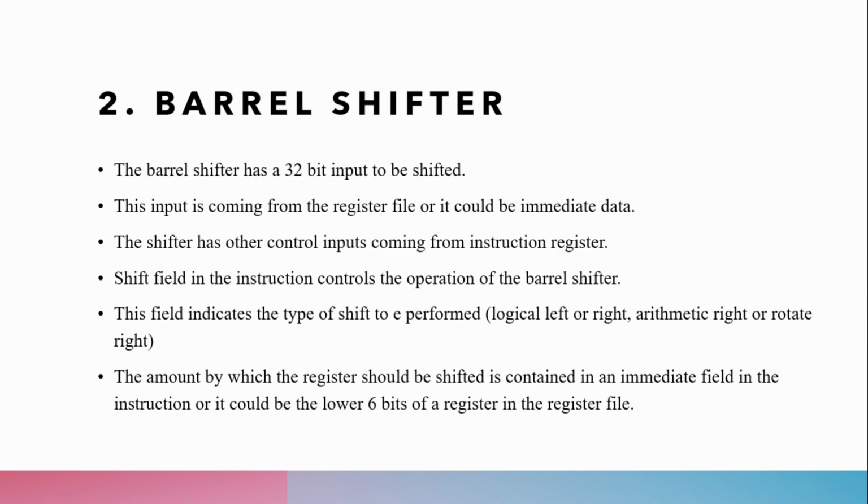Barrel shifter. The barrel shifter has a 32-bit input to be shifted. The input is coming from the register file or it could be immediate data. The shifter has other control inputs coming from instruction register. Shift field in the instruction controls the operation of the barrel shifter. This field indicates the type of shift to be performed. Example: logical left or right, arithmetic right or rotate right. The amount by which the register should be shifted is contained in an immediate field in the instruction, or it could be the lower 6 bits of a register in the register file.